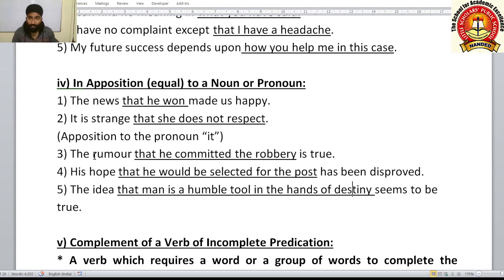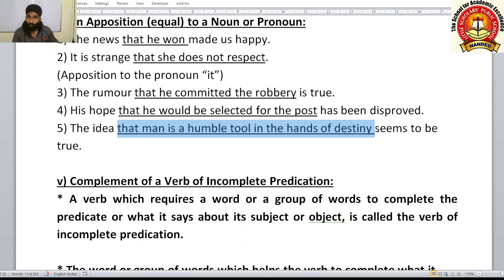Here you see, the rumor is true. Here you see, his hope has been disproved. So what is the hope? That he would be selected for the post. Again, the idea seems to be true. What is the idea? That man is a humble tool in the hands of destiny. So this underlined noun clause is acting as equal to the idea, meaning it is telling what the idea is. So this is a noun clause in apposition to a noun or pronoun.